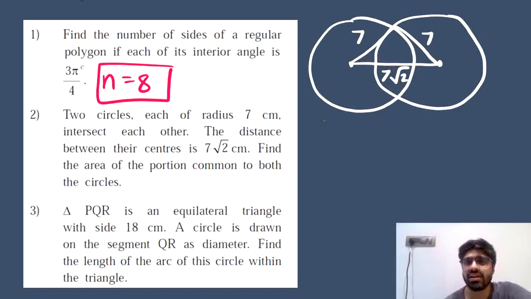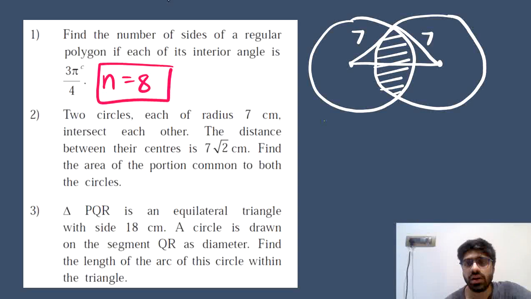So you can very clearly see that 7 square plus 7 square is going to be 49 plus 49, that is 98, which is equal to the square of the third side. So the Pythagoras theorem is getting satisfied, and you know that this angle out here will be 90 degrees. Let's read the question further. Find the area of the portion common to both the circles. So we need the area of, okay, let's rub out this extra stuff that I've written here. Okay, so we need the area of this part.